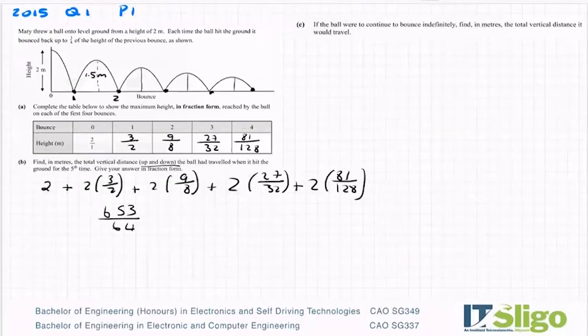Okay, if the ball were to continue to bounce indefinitely, find in meters the total distance it would travel. So this word indefinitely, there is a specific formula for something that happens indefinitely. The first thing to note is that this particular sequence is what we call a geometric sequence, and it's that because there's a multiplication factor between each term in my sequence.